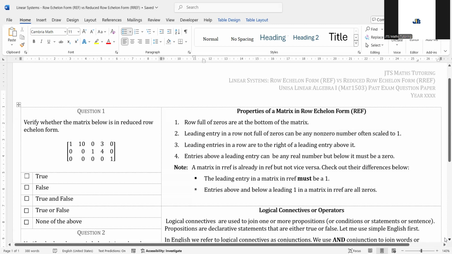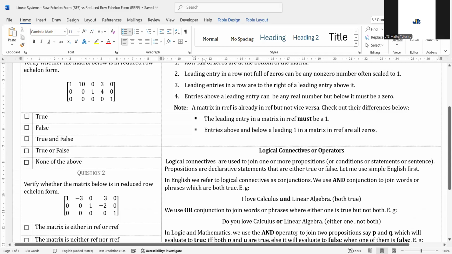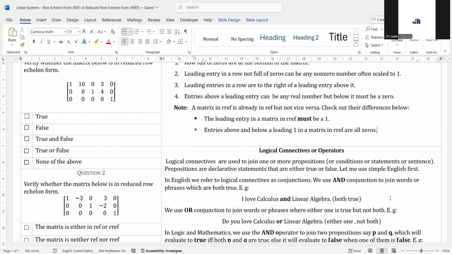Now, what I also want us to do here is look at logical connectives, or operators, based on the options that are given to me here. Logical connectives are used to join one or more propositions, conditions, statements or sentences, right? So what are propositions? They are simply declarative statements that are either true or false. Let's just break this into simple English here.